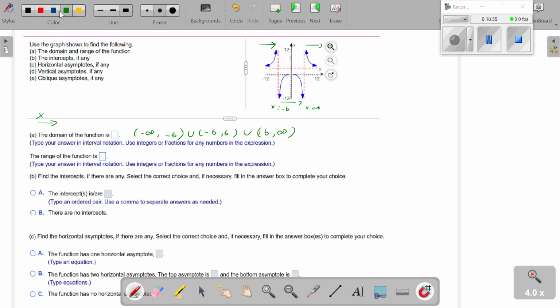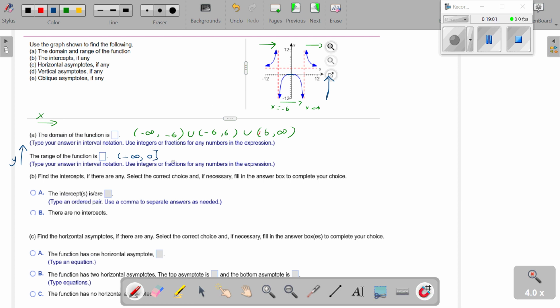How about the range of the function? To find the range, you move from bottom to top and look for the y values. Starting from the bottom, you're coming from -infinity and stop here. So it's from -infinity to 0. That's the y value of this point. But the 0 is part of the function. It's a point here that is part of the graph.